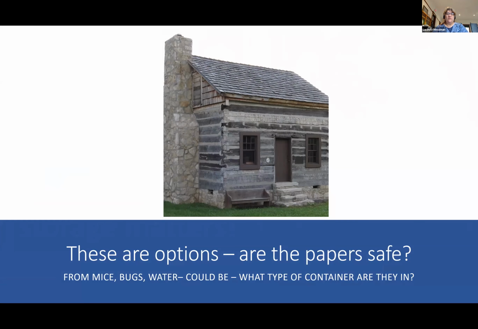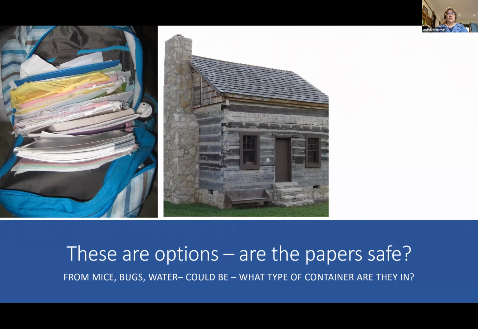Now, can it be in a building like this? Yeah, it could be. What type of container is it in the building? Just because it looks like an older building doesn't mean the record's not safe. Is it in a container that's going to be bug and mouse proof and waterproof? All right. What about an open backpack? Well, probably not the best choice, but if that's where they're at, that's where they're at.